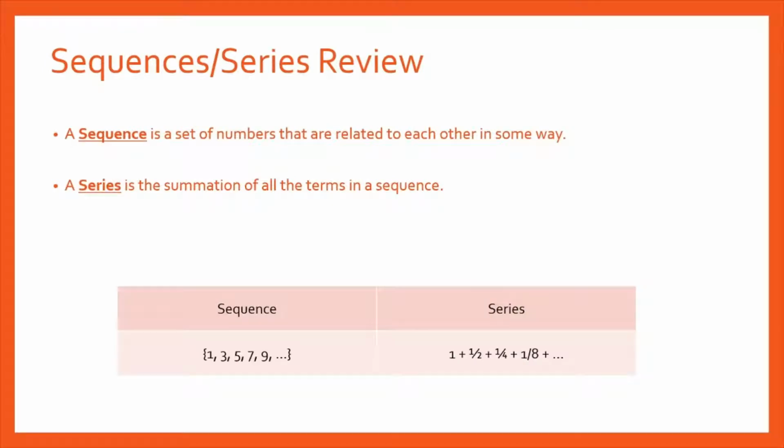So just a short little review here about sequences and series. A sequence is a set of numbers that are related to each other in some way, shape, or form. And then a series is simply the summation of all the terms in that sequence. So if we look at the examples on the board here, the sequence on the left is just a set of numbers that are related to each other. These ones are all the odd positive numbers. Versus a series is the summation of a sequence. This one is the inverse powers of 2, all added together into a single summation.